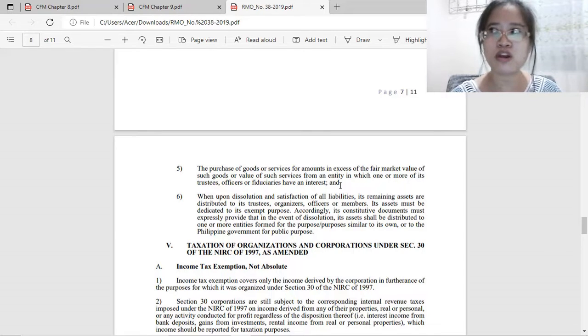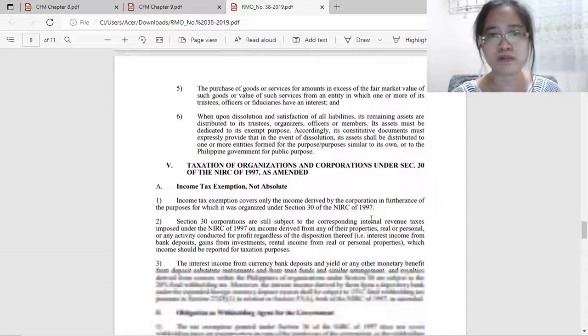But if it's for an amount more than the market value, then that would be considered inurement of benefit. So no go. Okay, don't do that. Okay, to avoid suspicion, then let's just avoid it altogether. Upon the dissolution and satisfaction of all liabilities, if the remaining assets are distributed to trustees, organizers, officers, or members, again, don't do that. Assets of the church must be used only by the church for its mission or purpose.